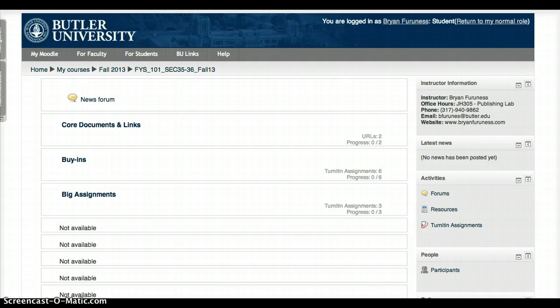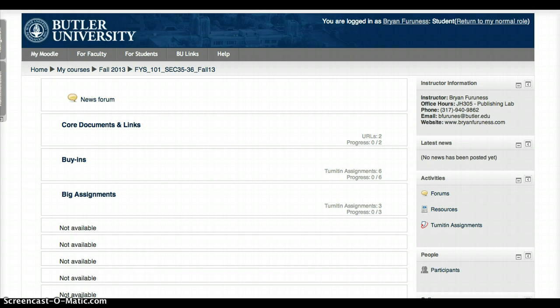The first thing has to do with checking your grades. I've gotten a couple of emails asking whether I've received something or how you're doing in the class. I keep all the grades in real time on Moodle so that you can check anytime you want how you're doing in the class and if I've graded something.